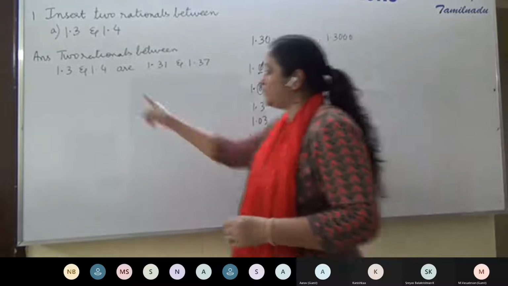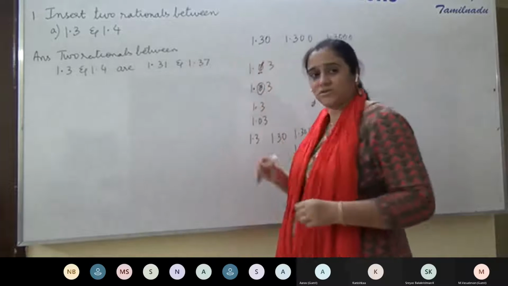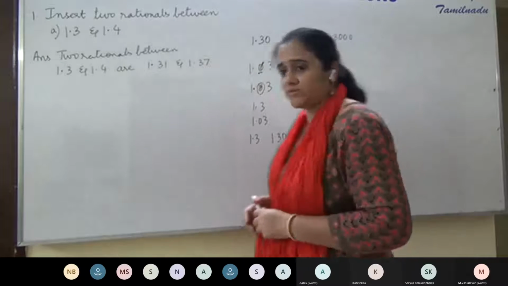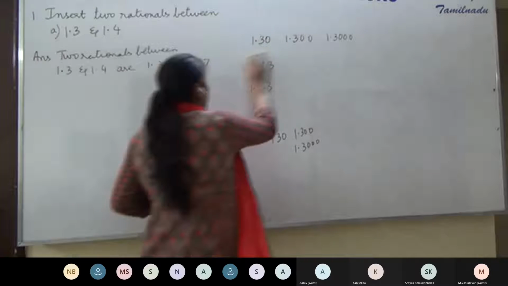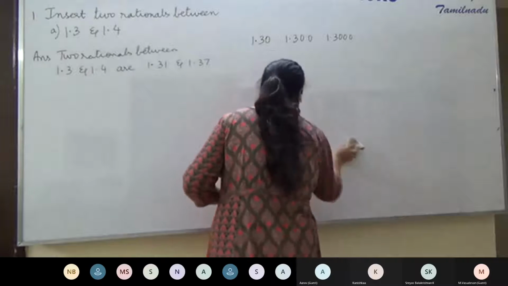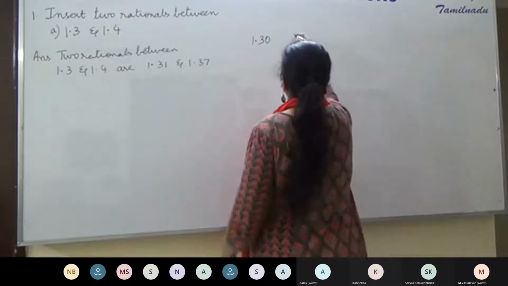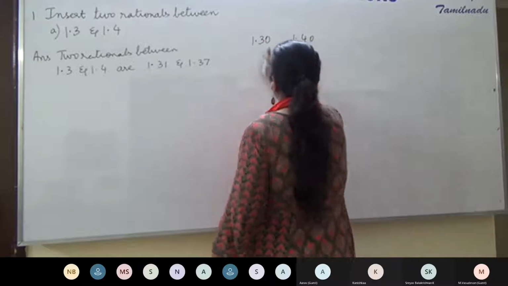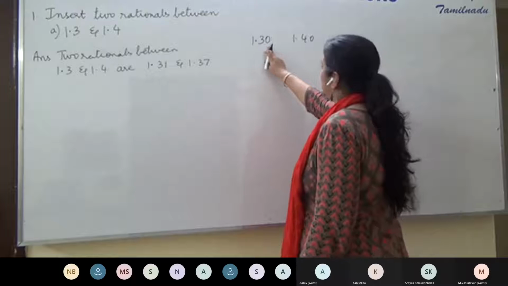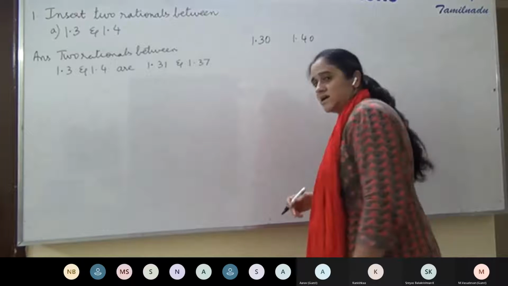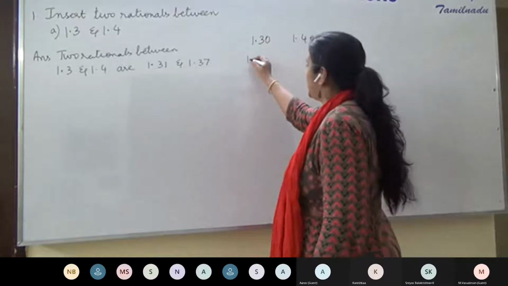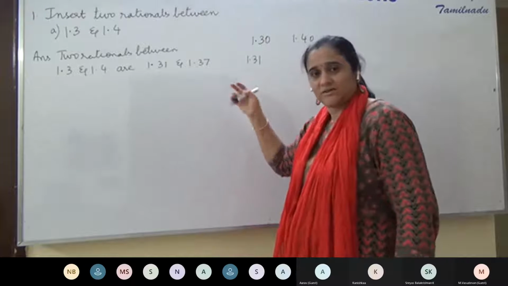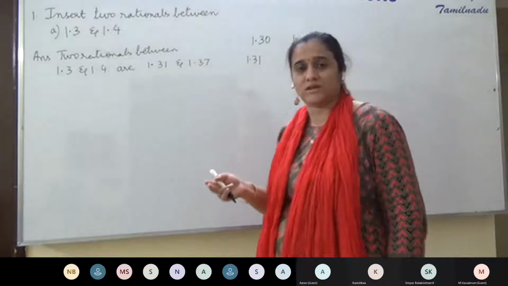Now, 1.3 can be treated as 1.30 and 1.4 can be treated as 1.40. All right, so now just look at this as 30 and this one is 40. Now what are the numbers between 30 and 40? 31. So see here, 1.31. Numbers lying between 30 and 40.